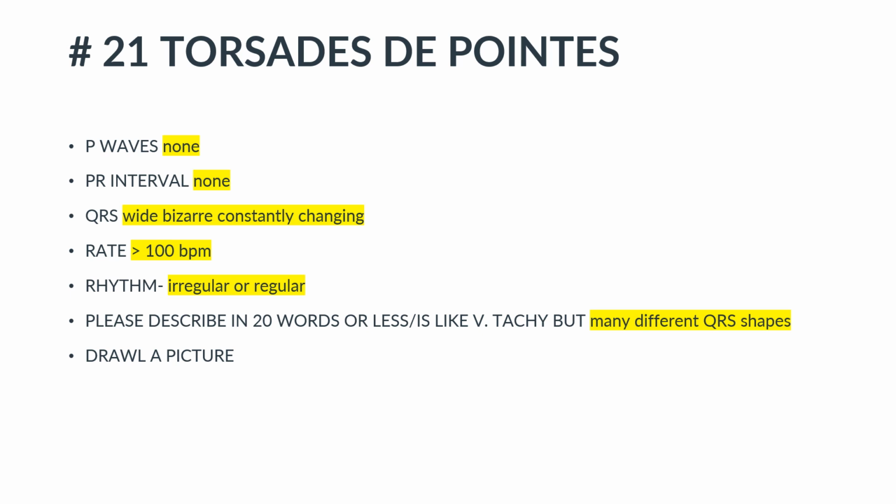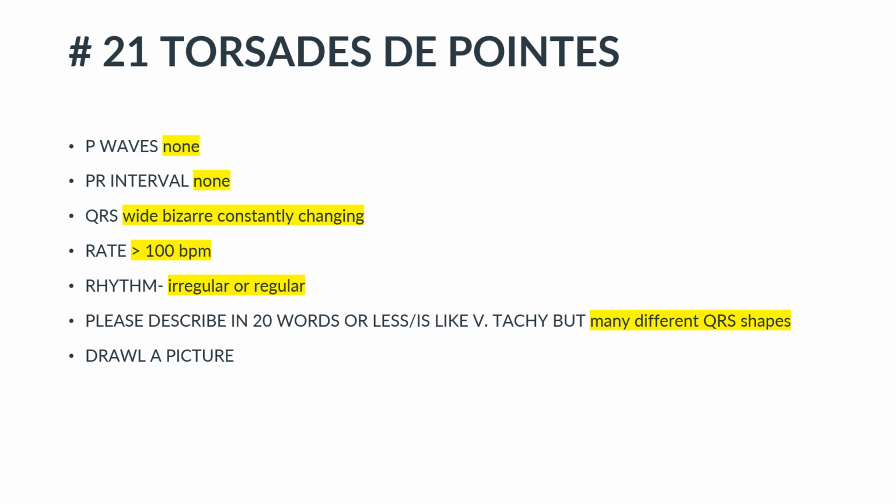So likewise, if it's coming from the AV node, bad example, but it's coming from the His-Purkinje, it's coming from the upper right ventricle, it's coming from the lower right ventricle, upper left ventricle, lower left ventricle, you're going to have no idea what the next QRS is going to look like.